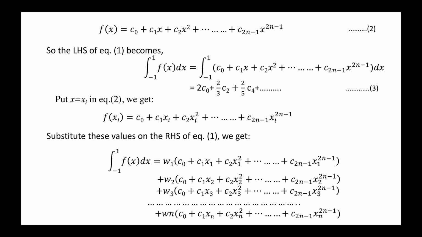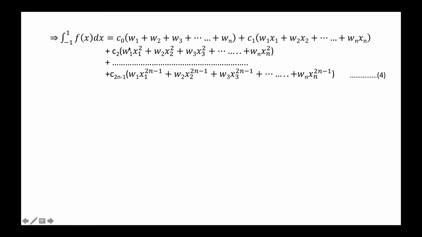So now we have to rearrange this right hand side in order to take c0 common, then c1, then c2, and so on, up to c2n minus 1. So we have rewritten the terms. Now by taking c0 common, we have w1 plus w2 plus w3, and so on, up to wn. Similarly, the coefficients of c1 and c2 and so on, up to c2n minus 1. So we have equation number 4.